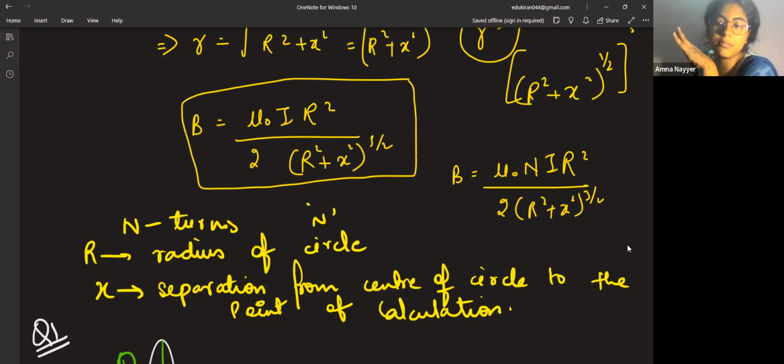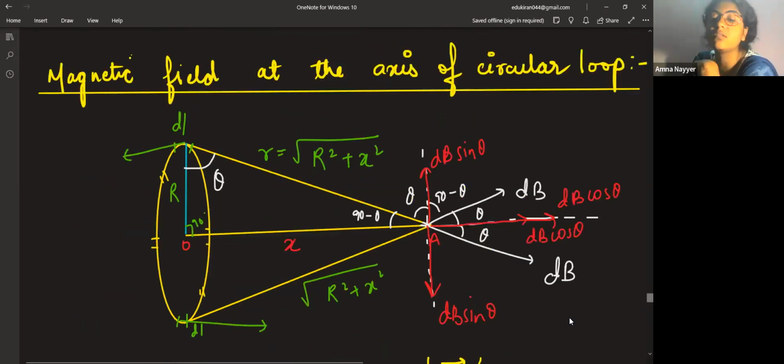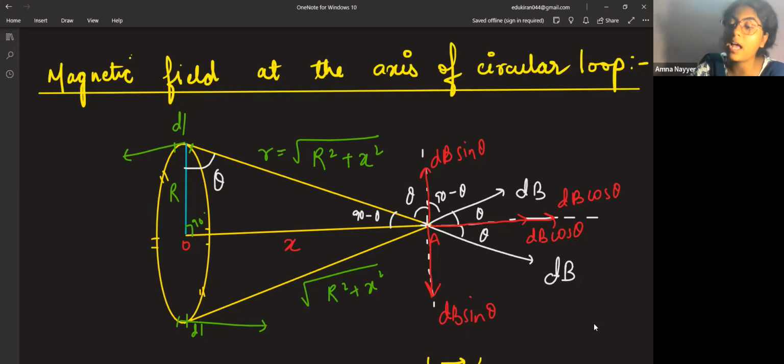Class, this derivation comes for 5 marks. Be prepared with it. This is a very, very important derivation, because it involves all your concepts of vectors, resolution of vectors, direction, magnetic field, Biot-Savart's law, circular wire and everything. Copy it down. One question we'll also practice based on this. Any doubts? Please let me know while writing. Mark this as important.